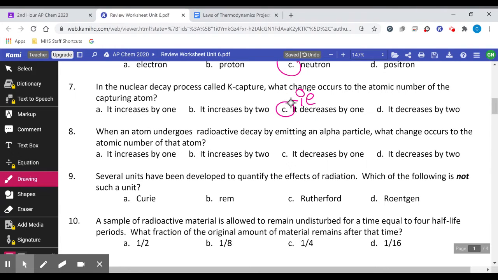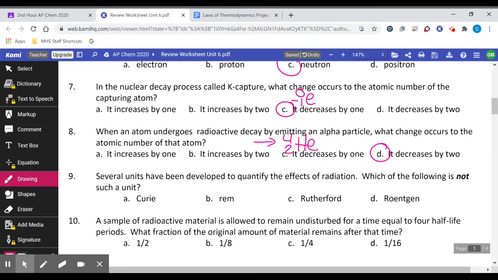Very good. Okay, when an atom undergoes radioactive decay by emitting an alpha particle, which change occurs to the atomic number of that atom? Decreases by 2. So, let's look at it. We have our alpha particle, right? And we know, since it's emitted, it's going to be on the right side. And so yes, it must be decreased by 2 there. Very good.